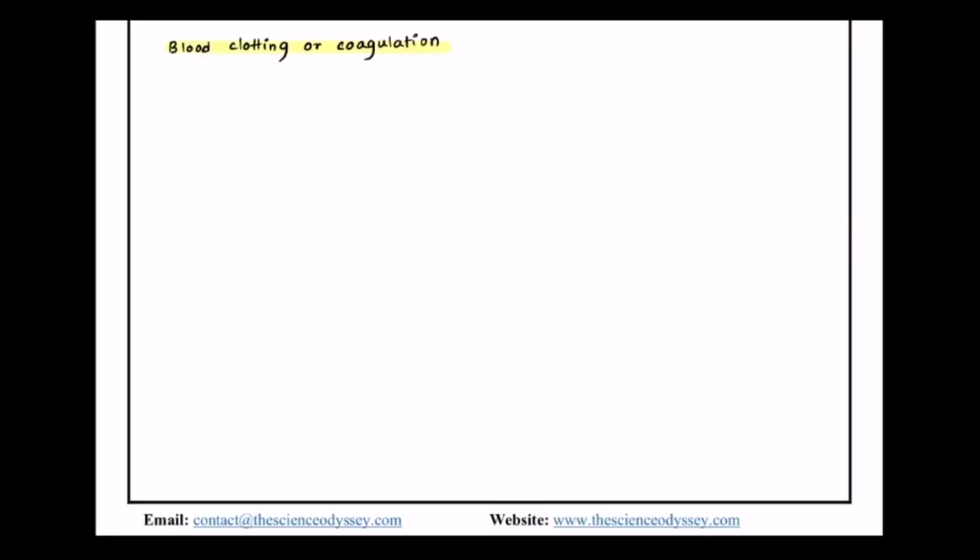So coming to blood clotting or blood coagulation, this is a process that ensures that there is no excessive blood loss from the body when there is an injury. So basically it prevents blood loss. Right. So what happens, we're going to look at the steps in detail.